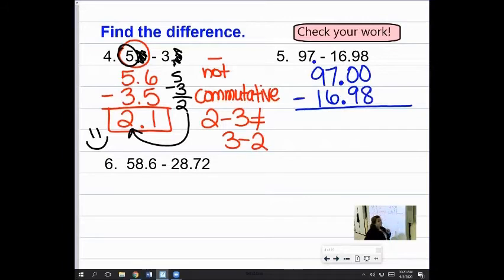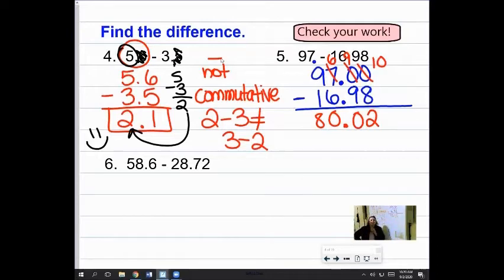98 right here. Just like that kid did in our warm-up, they forgot to borrow, so don't you forget to borrow. So you make this a 10, you make this a 9. But since you borrowed from that, you're going to make this a 6. Okay, 9 minus 1 is 8, 0, 0, 2. So I got 80 and 2/10.